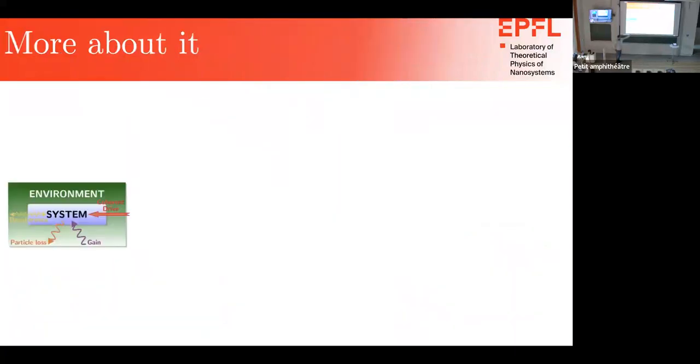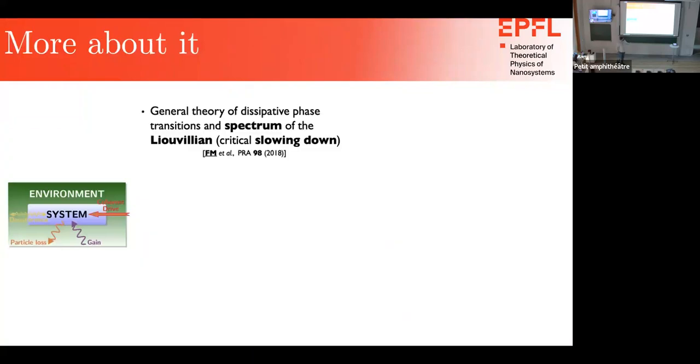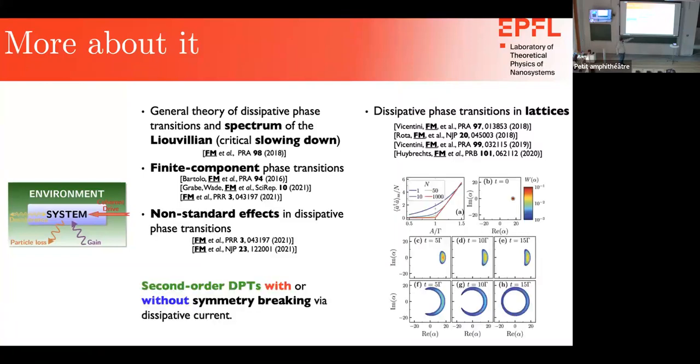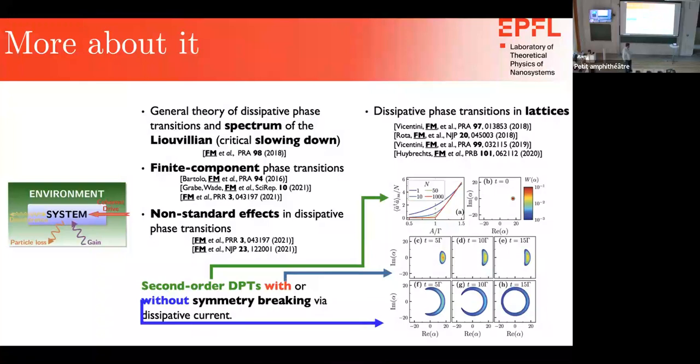So that's not the end of the story. What we discussed today is critical slowing down and finite components. But then also with Filippo, we did the phase transition in lattice systems. Then there are non-standard effects, the one I told you about earlier of breaking the symmetry, and second order phase transition with or without symmetry breaking. This is exactly the case of the laser, in which you can destroy symmetry breaking by adding dissipative current, etc.